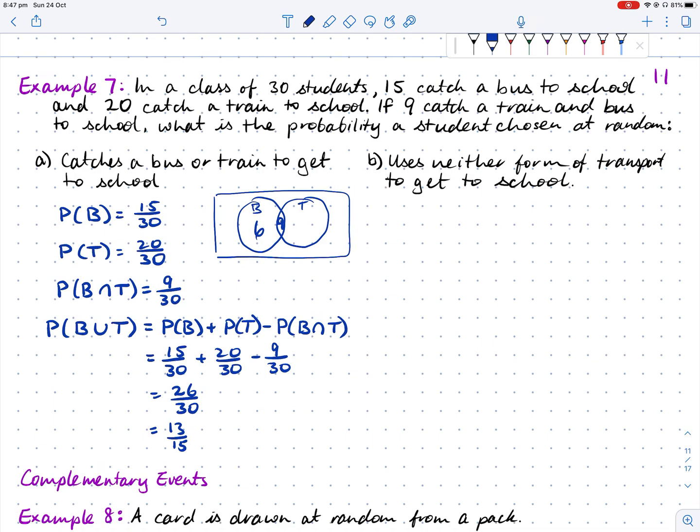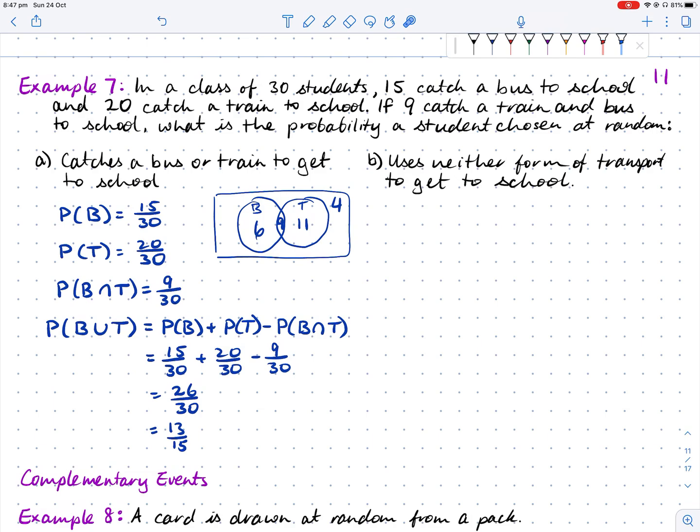And then with the train, there's 20 altogether who catch the train, 9 of them are in the overlap, so there's 11 on the other side. When we add that together, we're going to get 26, so we're going to have 4 on the outside. And so you can see if I want bus or train, there's your 26 out of the 30 students. So you don't have to use the formula, but there are instances where it might be easier to use the formula than not use the formula.